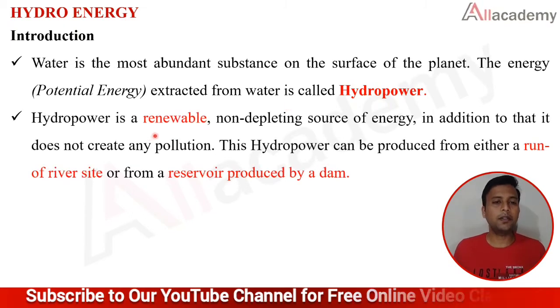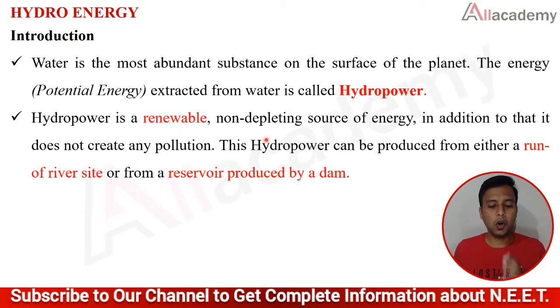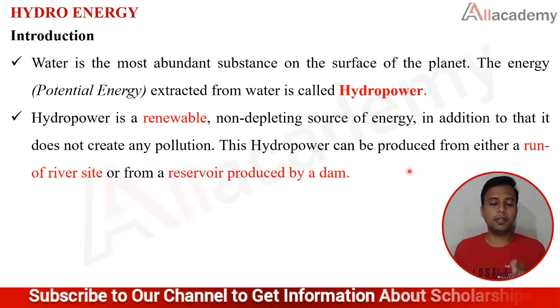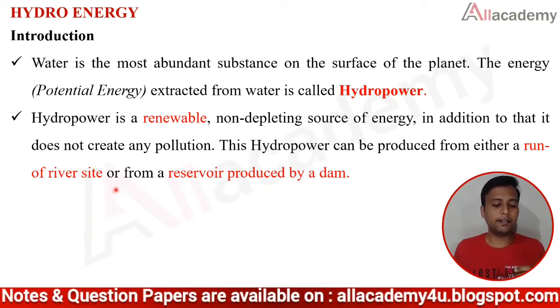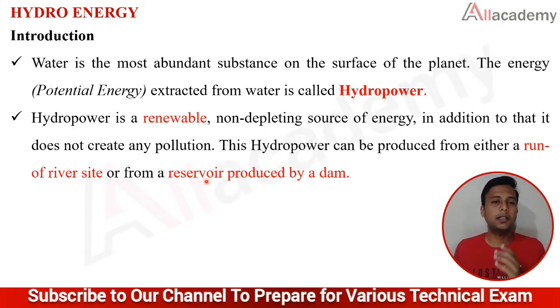Now hydropower is a renewable and non-depleting source of energy. In addition to that, it does not create any pollution to the environment. This hydropower can be produced by two methods. One is run of river, and the other is a reservoir produced by a dam.